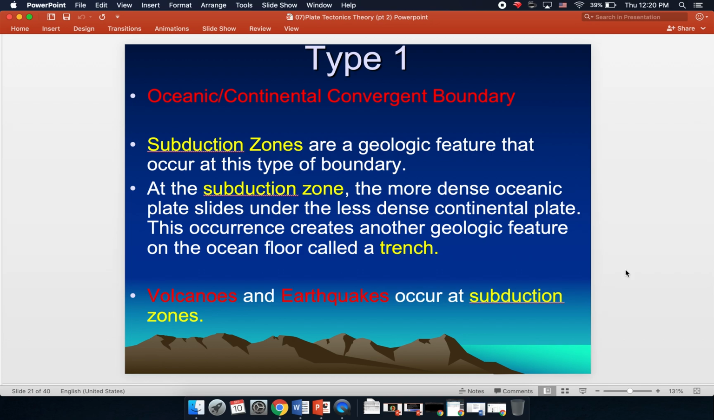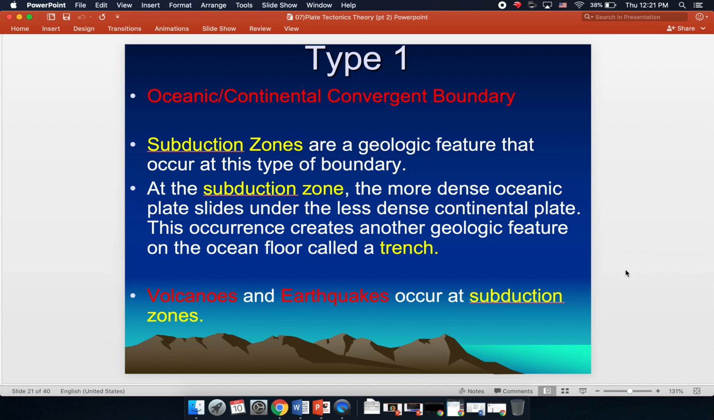Subduction zones are a geologic feature that occur at this type of boundary. At a subduction zone, the more dense oceanic plate slides up under the less dense continental plate. So the more dense oceanic plate, it's heavier, it's riding lower on the asthenosphere. So when these two plates are pushed together, it moves under the lighter, more buoyant continental plate. This occurrence also creates another geologic feature on the ocean floor called a trench.